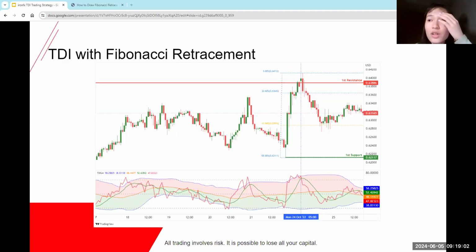Okay, so here's an example of how we use our Fibonacci. You can see at this point, at our first resistance, we see price reverse off, just as we expected, since our green line is crossing over our red line. Next, we see prices dip down, but where exactly are we going to sell until? That would be until our 61.8 level here.